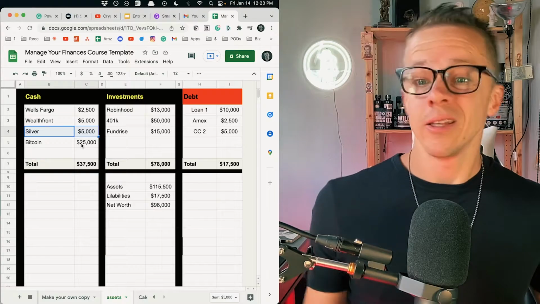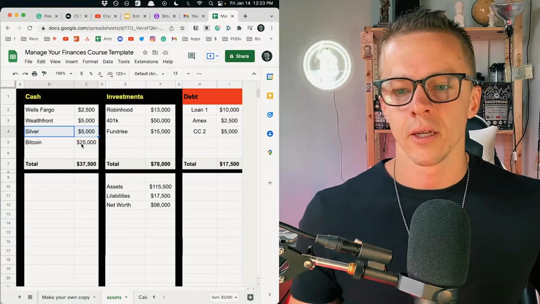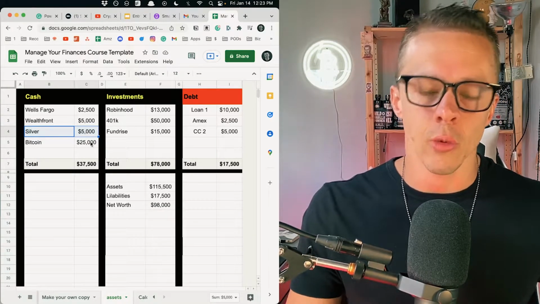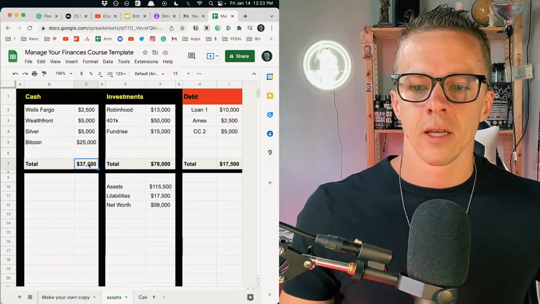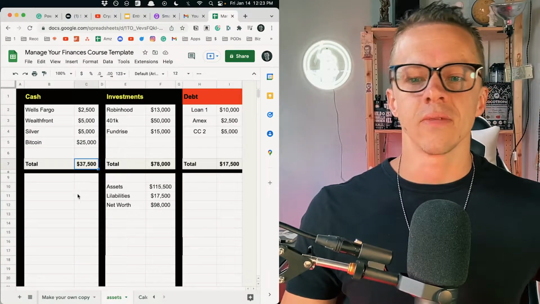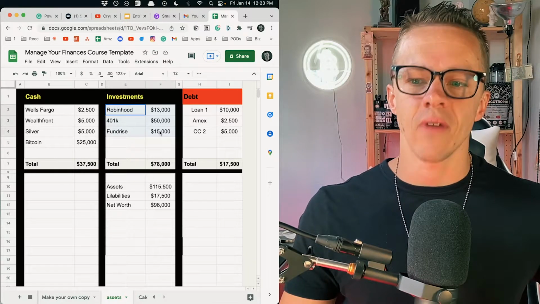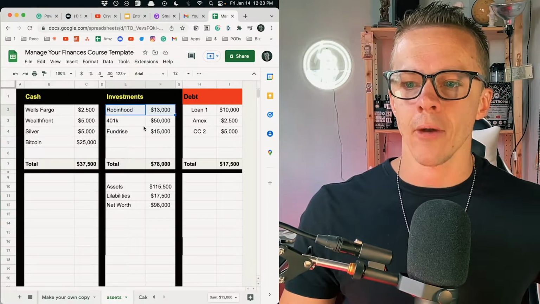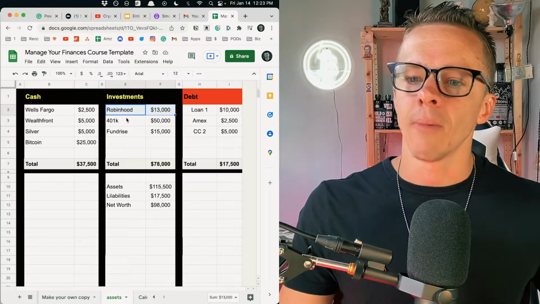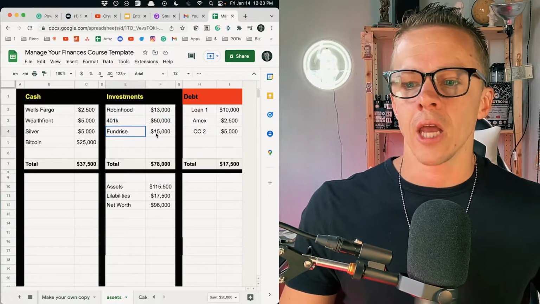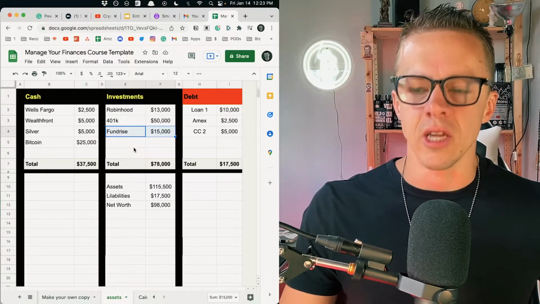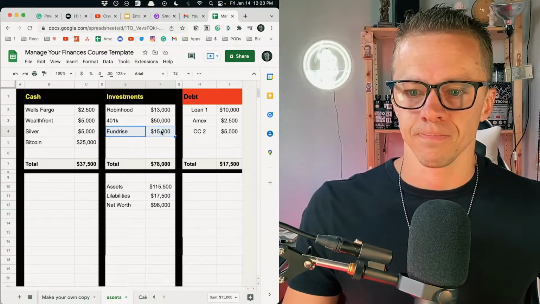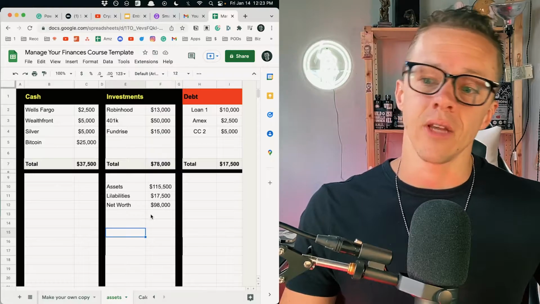I know I can pretty much sell it anytime. Go to any coin shop and sell that. Pretty easy to sell. Silver, very highly liquid. And then I have Bitcoin, which is the hardest asset in the history of humanity. That puts me at a total sum of $37,000 in cash. Now let's go to the investments. Let's say my Robinhood account has $13,000. My 401k's got $50,000, and my Fundrise account, which is a real estate investment income based REIT, that has $15,000. All right, that puts my investments at $78,000.